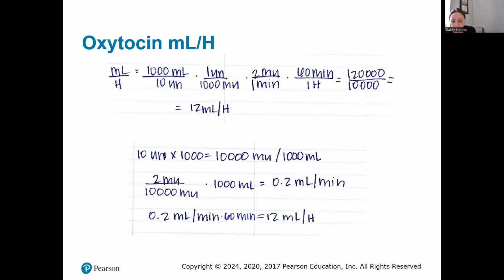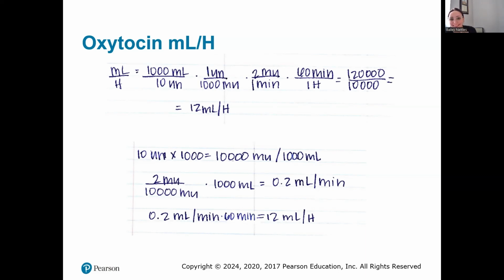For the desired over have, you have to first convert the units to microunits. So I multiply by 1,000 and I get 10,000 microunits per liter of fluid. So a lot of times you put your desired microunits, which is the 2 microunits per minute, over the microunits that I have, which is the 10,000, and then you multiply your volume, okay? And that gives you 0.2 milliliters per minute, but I want per hour, so I need to multiply it by 60, and I get 12 milliliters per hour.